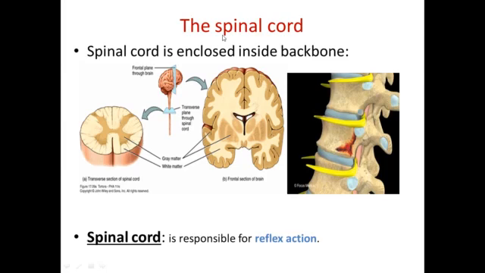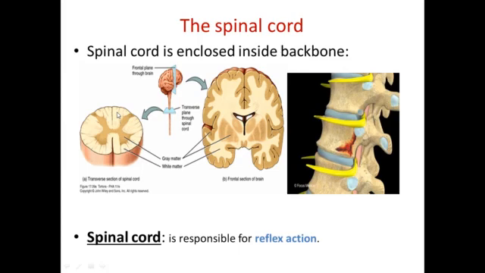Spinal cord, the second part of the central nervous system, is a cylindrical tube which extends through the backbone to protect it, and it is responsible for reflex action, and we are going to talk about it in the next slide. But if we take a cross section of the spinal cord, we will observe that it consists of two parts, which are white matter and gray matter.